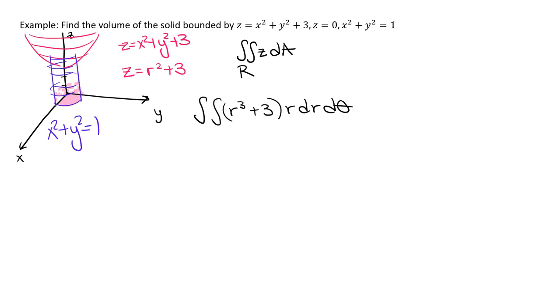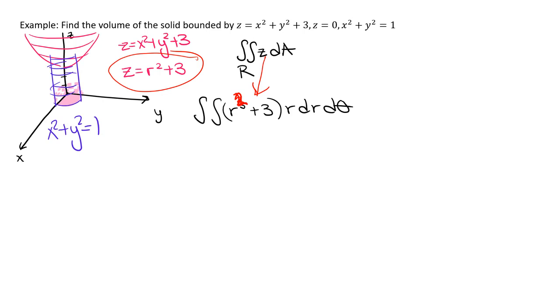So let's convert things into polar coordinates. I can replace the x squared plus y squared with an r squared. So the paraboloid becomes r squared plus 3. So the heights, the z values, oh, I just realized I wrote this down wrong. It should be r squared plus 3. And then the dA becomes an r dr d theta.